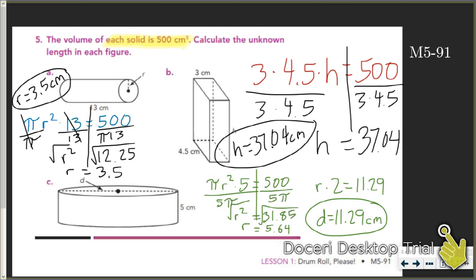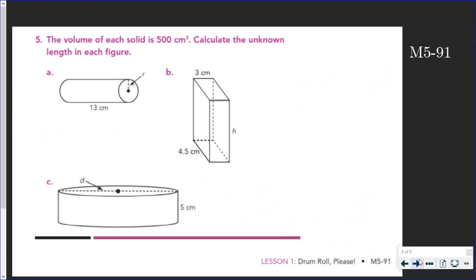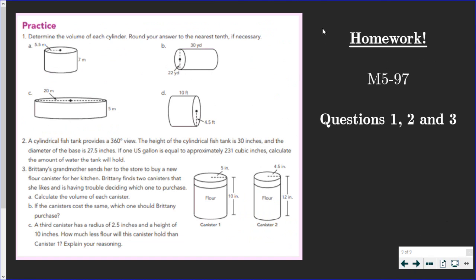And that is what you are going to do for your homework on page 97. So this is M5 97. You're going to do the middle box that says practice, where you see all the cylinders. You're going to do questions 1, 2, and 3. You can go ahead and get started on that now. Whatever you do not finish is homework due tomorrow. All right.